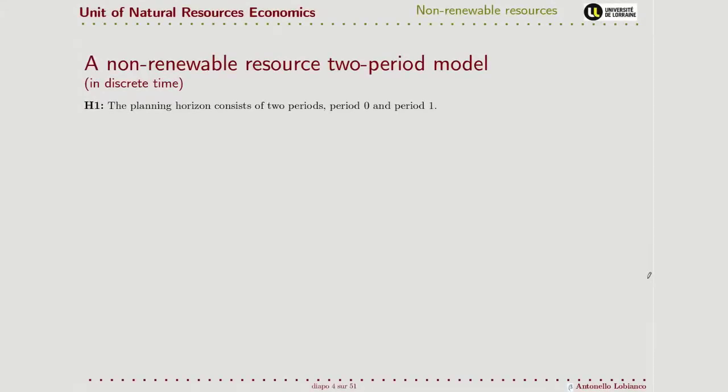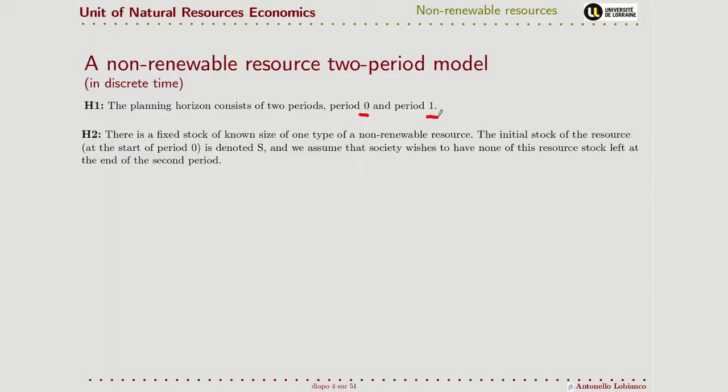So we start this lesson with a simple two-period model. We are going to consider only a planning horizon that consists of two periods, 0 and 1. And we are assuming there is only one type of non-renewable resource whose initial stock is S.